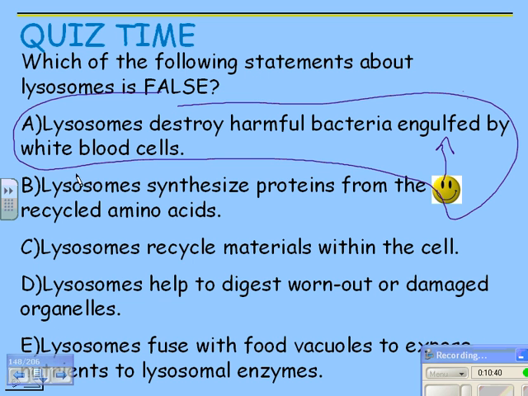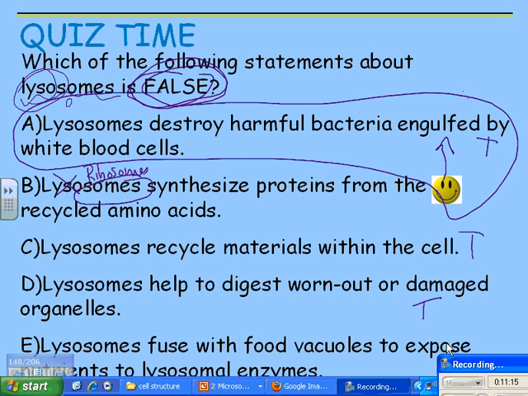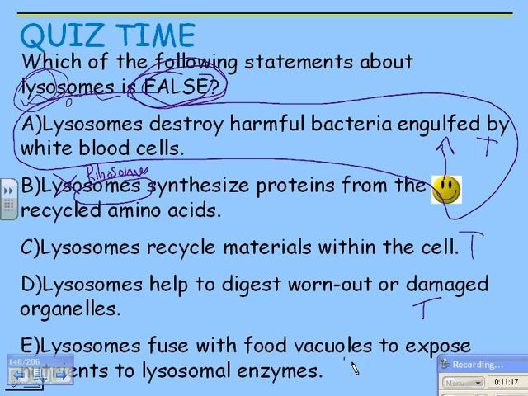No, it's ribosomes. A lot of times students confuse them, and apparently I messed that up. Ribosomes. See how they both end with "ozomes"? Ribosomes synthesize proteins, yes. Lysosomes recycle material within a cell. Oh, that's true. I messed up. We're looking for what's false. Lysosomes destroy harmful bacteria. That's true. Lysosomes recycle material. That's true. Lysosomes help digest worn out or damaged organelles. That's true. Lysosomes fuse with food vacuoles, like in a protist, to expose nutrients to lysosomal enzymes.